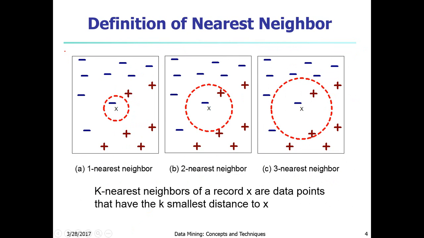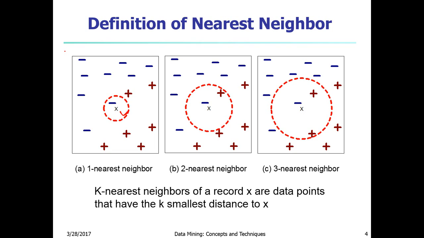Okay, so there could be several numbers that can be associated with k. It can be 1, 2, 3 or more. So here is an example of just k equal to 1. This is a new data point, and the given data is just negative and positive, and we just take the closest one, which is a negative one. Now we conclude that x is negative.